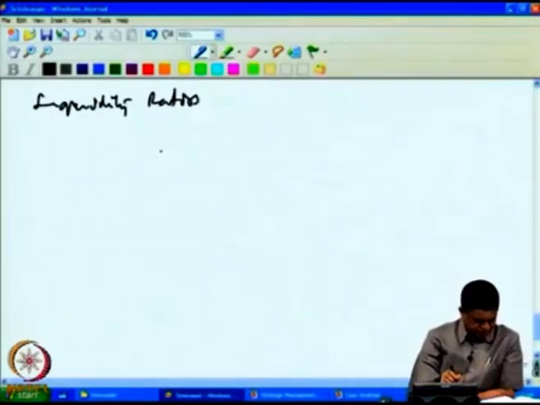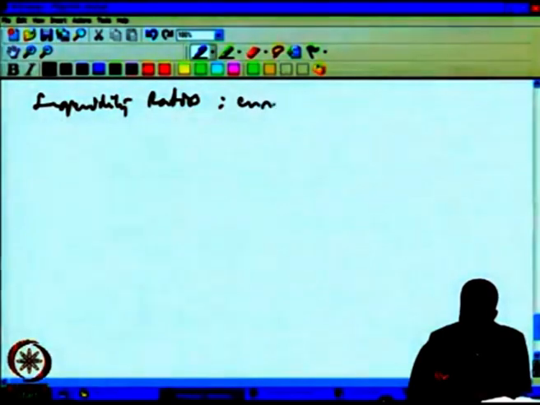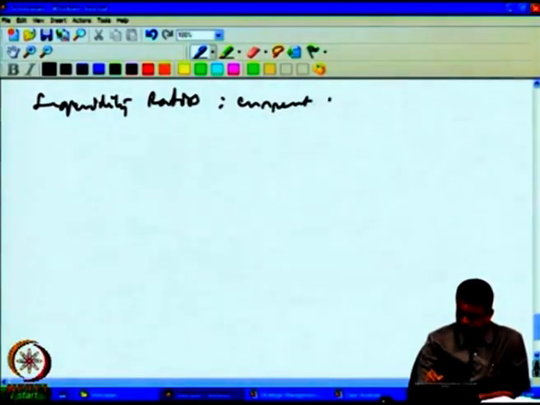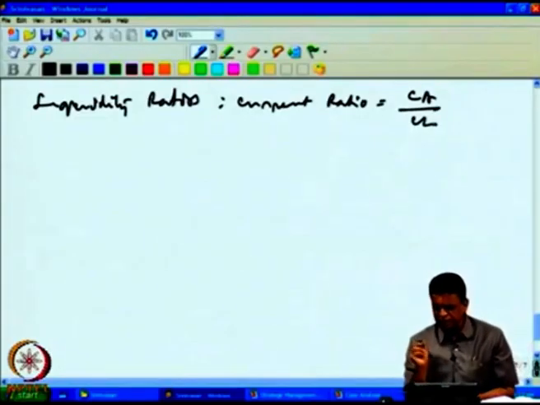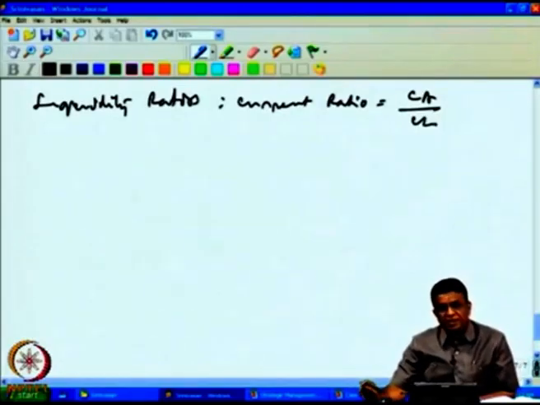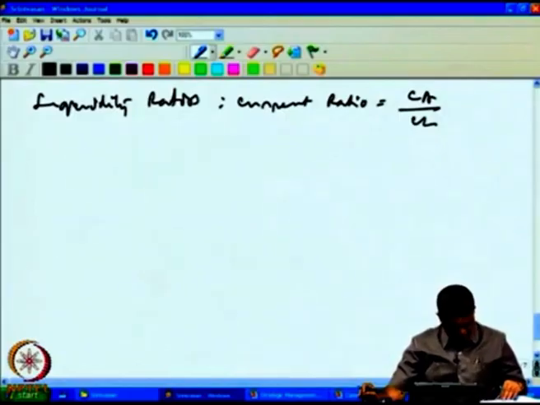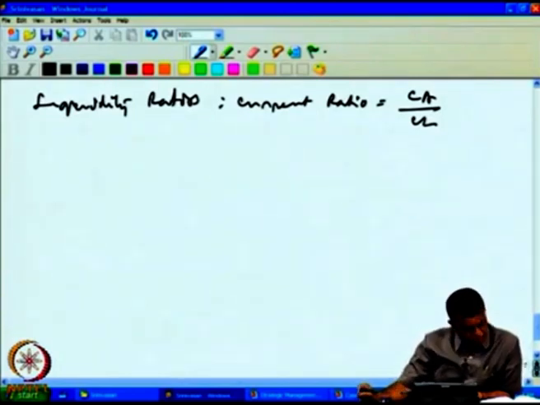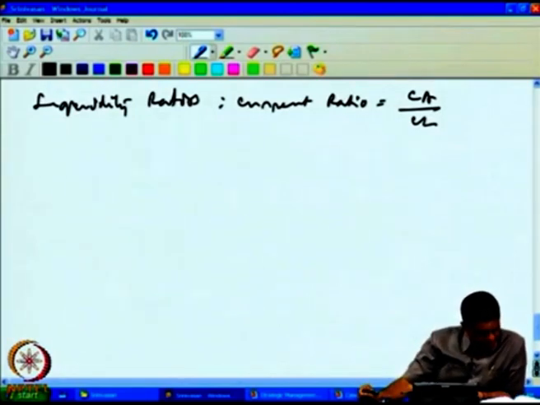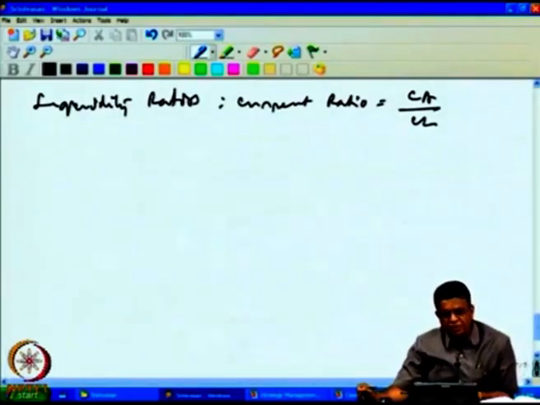What are these liquidity ratios? Some of these are important ratios. One is what is called the current ratio. The current ratio is nothing but the current assets divided by the current liabilities. What does this give you? It indicates the extent to which the claims of short term creditors are covered by assets that are expected to be converted to cash in a period roughly corresponding to the maturity of the liabilities.